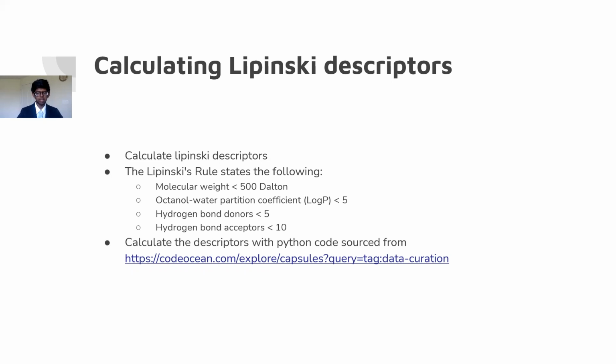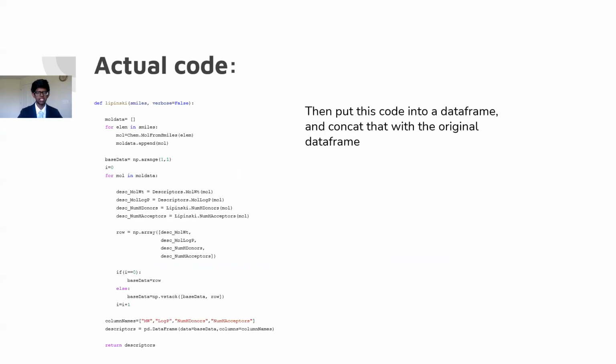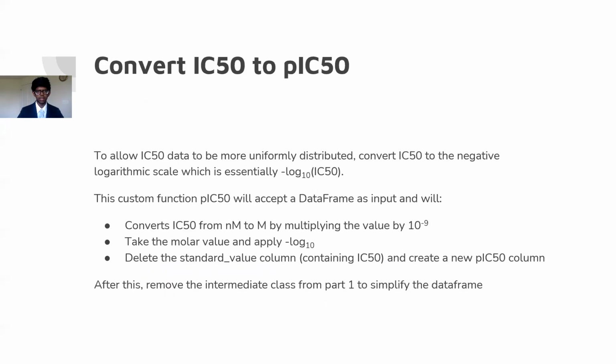So I calculated the Lipinski descriptors using the Python code sourced from that link. And here's the actual code for defining Lipinski's descriptors. So what I did was I put this code into a data frame and concatenated that with the original data frame from part 1.